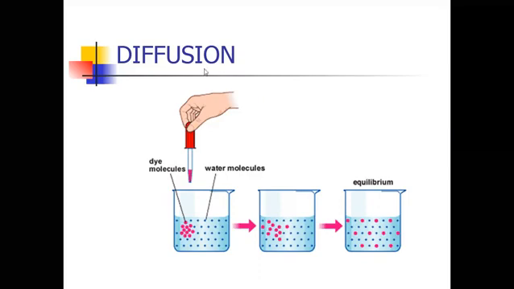Diffusion means high concentration of liquids, high concentration of gases, high concentration of minerals, meaning ions, easily move to low concentration without using any energy, without utilizing any ATP energy. This is called diffusion.